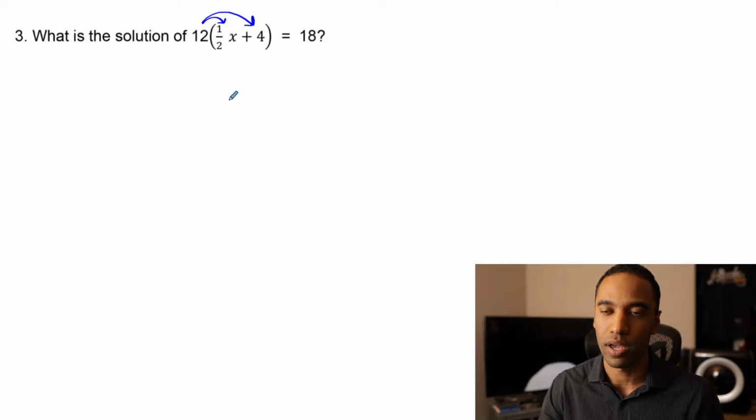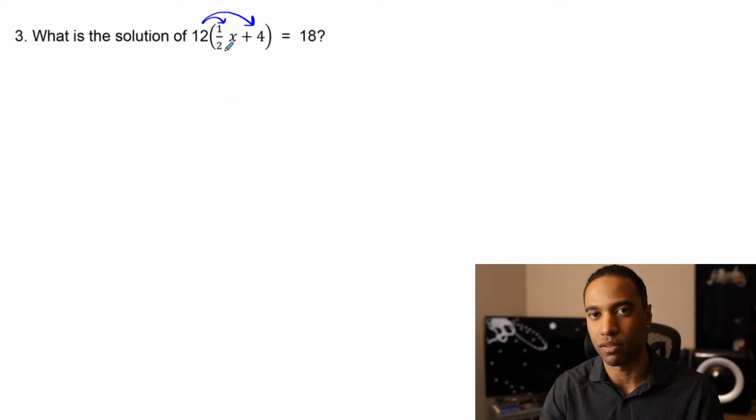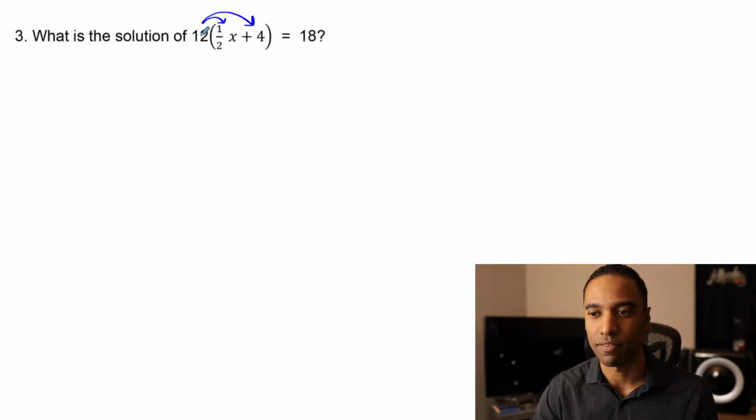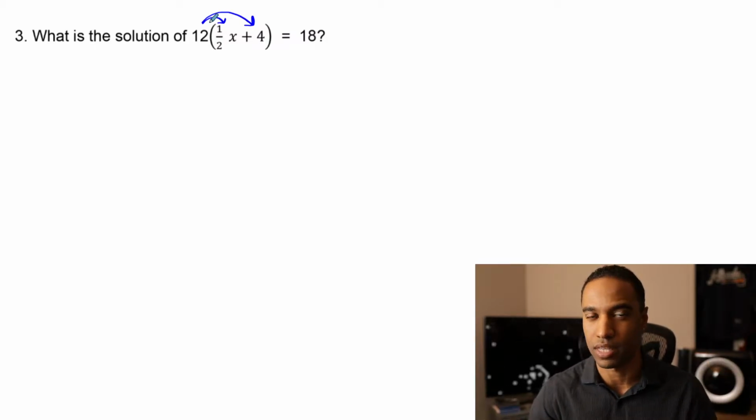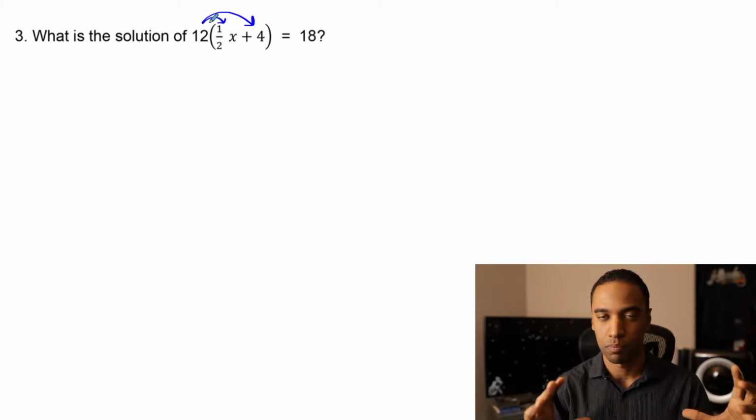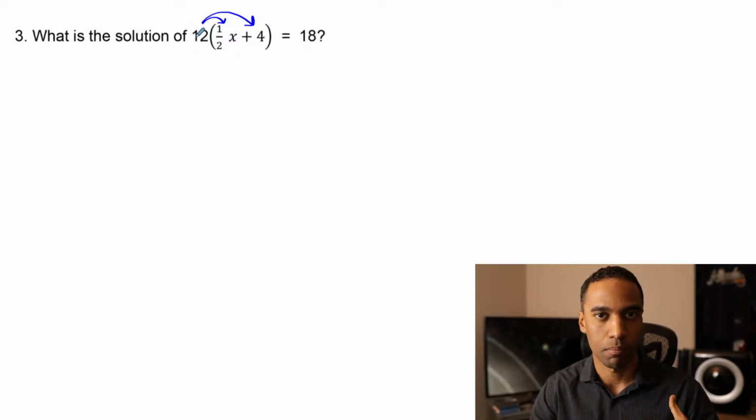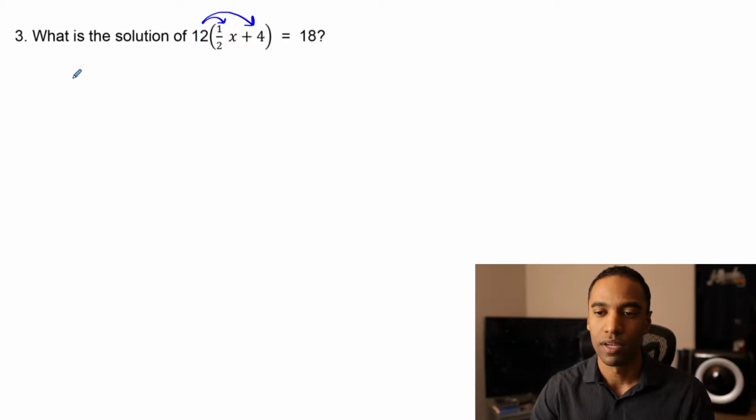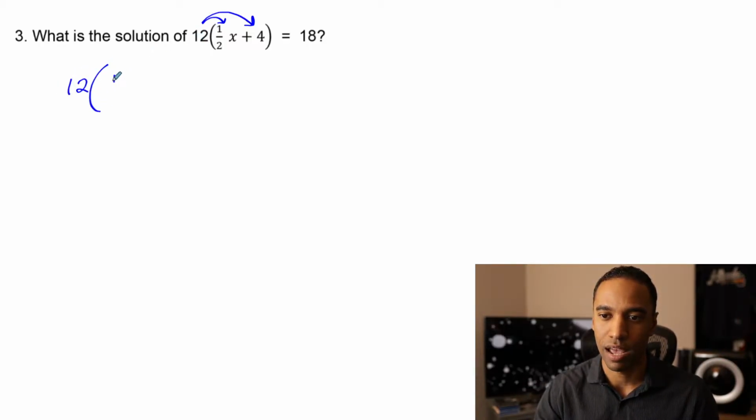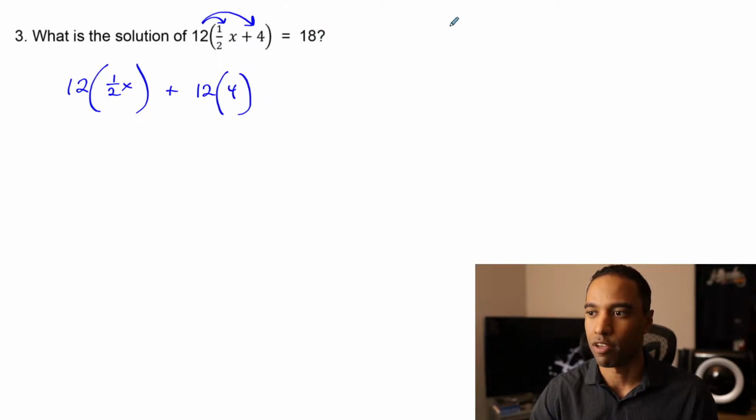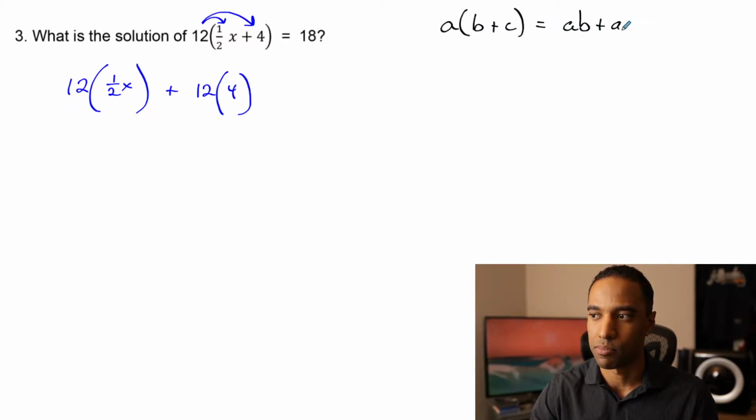This is more than a 2-step equation because it requires simplification of one of the expressions on the left side through what's called distribution. The distributive property says that if there's something that multiplies on the outside of a quantity of multiple terms being added or subtracted, you can multiply by each of those individual terms separately by the item on the outside. This 12 is going to multiply by 1/2 x, and this 12 is going to multiply by 4. That's what the distributive property is saying right there. Another way of putting it, a times the quantity b plus c equals a times b plus a times c.